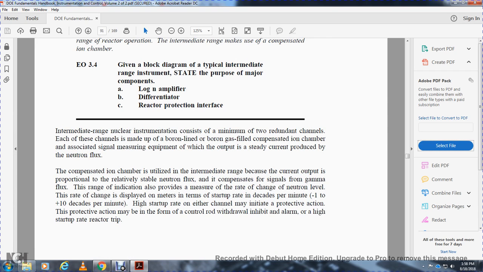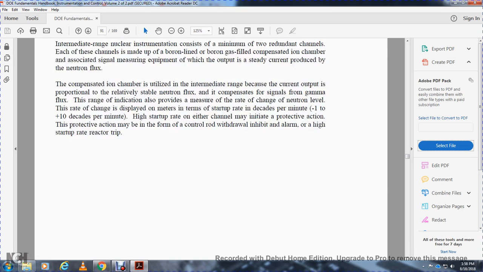The compensator signal of the gamma flux, with the rate indication, also provides the measure for the rate of change of neutron level. The rate chamber is displayed on the meter with the image of the rate in decades per minute, 1 negative to 10 positive decades per minute. A high startup rate on either channel may initiate protective action, in the form of a control rod withdrawal inhibit alarm, or a startup of the reactor trip.